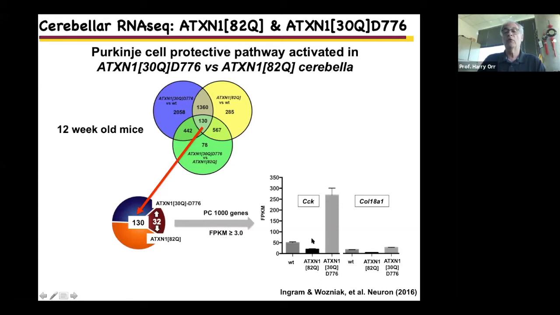And what we found were two genes. One was CCK, which is cholecystokinin, and another is an isoform of collagen. Given that the effect of CCK expression was much more dramatic in the D30 mice, we started looking at whether CCK might be an entryway into understanding why pathogenesis of Purkinje cells was so dramatically reduced in these D30 mice.